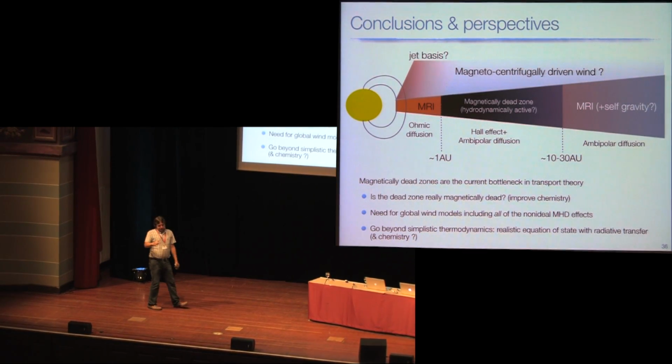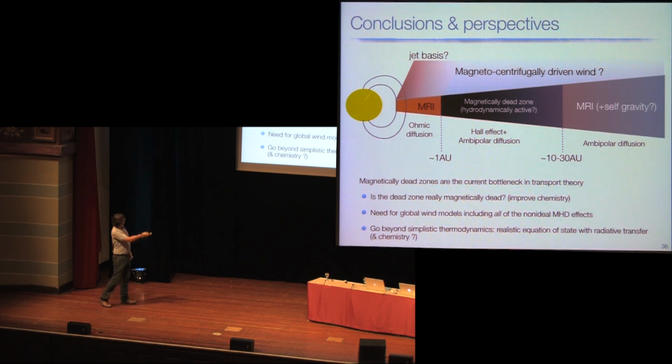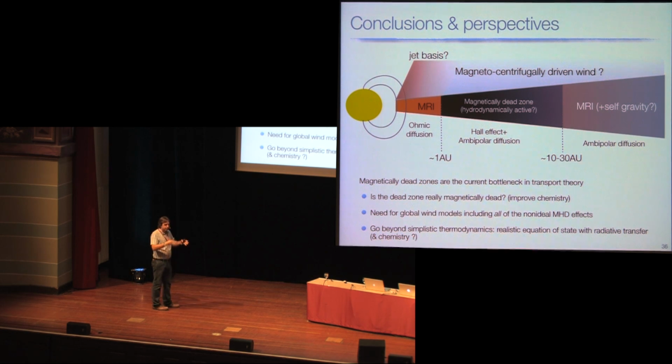Now, if there is anything you have to take from this talk, it's this big picture. So what do we conclude here? We have essentially three kinds of zones in disks. In the inner layer, you are dominated by ohmic diffusion. I've told you about this quantum number problem. We have no idea what is the alpha in this layer. Then, between 1 and typically 10 to 30 AU, you have a magnetically dead zone. Nothing happens. The MRI does not exist there.